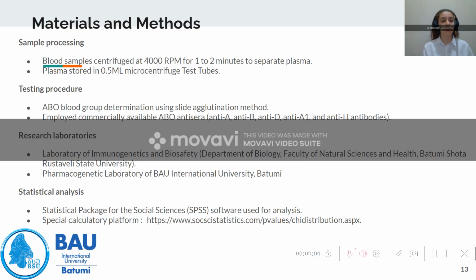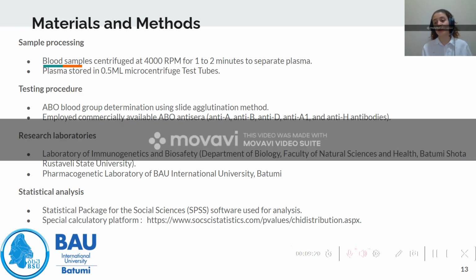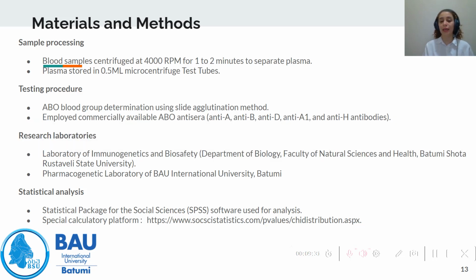For the testing procedures, ABO blood group determination was done using the slide agglutination method. We mainly observed the tests with the naked eye when the agglutination was good. However, when the agglutination was weak, we used the microscope so we could see the agglutination better. We also employed commercially available ABO antisera: anti-A, anti-B, anti-D, anti-A1, and anti-H antibody.